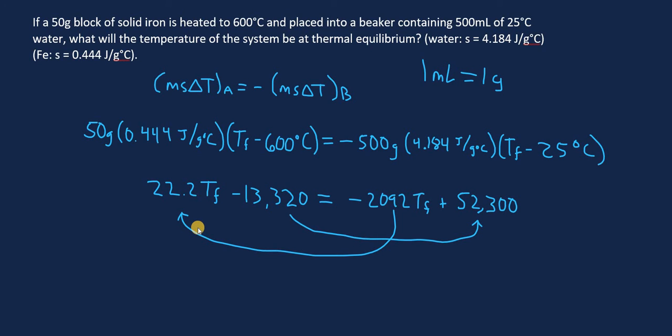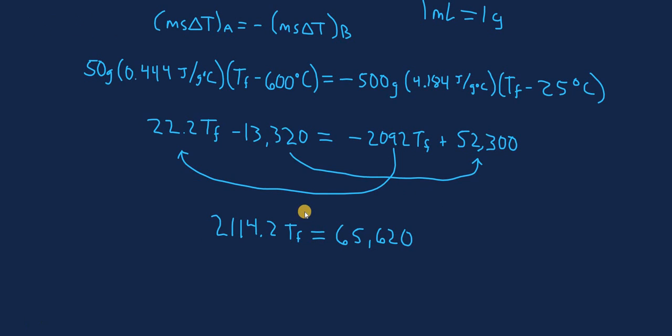So what you'll end up with is a Tf number on one side and a regular number on the other side, and that will allow us to solve for Tf. So you should get this, where we have 2,114.2 Tf equals 65,620. Now divide this 2,114.2 over to this side, and that will give us the value for Tf.